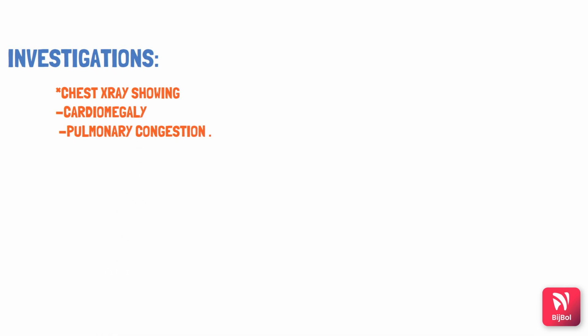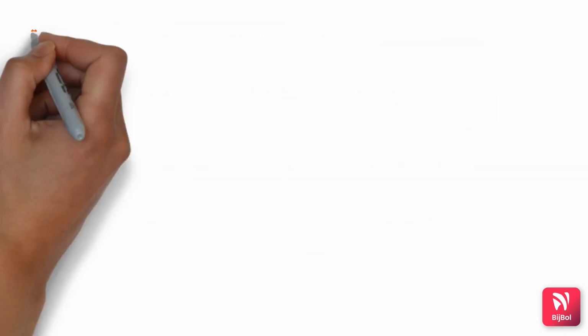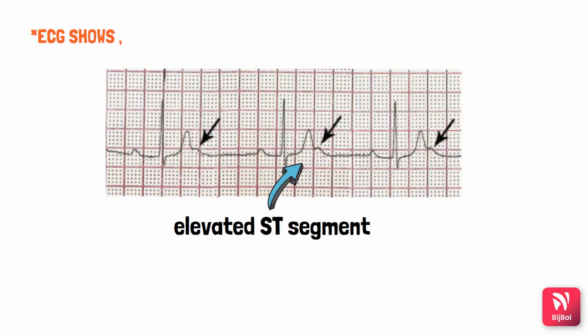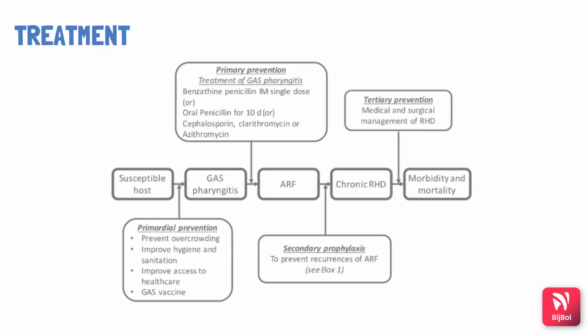Now let's see the investigations. Investigations include chest x-rays, which show cardiomegaly and pulmonary congestion, echocardiogram, and ECG showing sinus tachycardia, first degree AV block, and elevated ST segment.